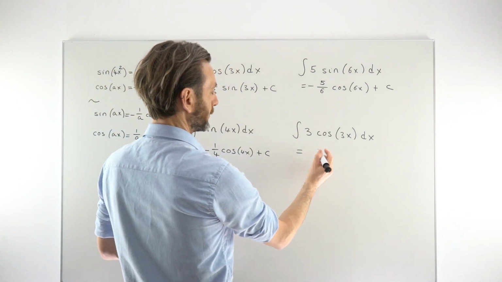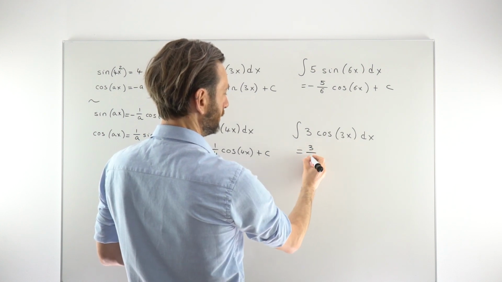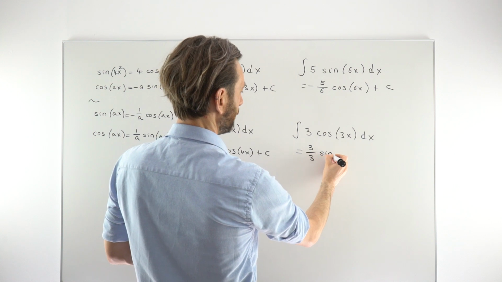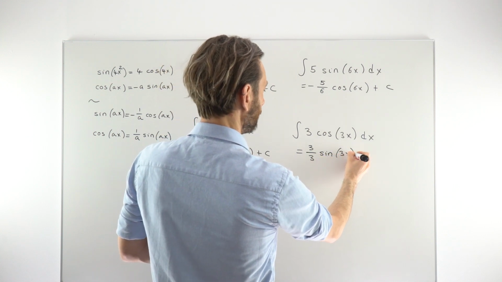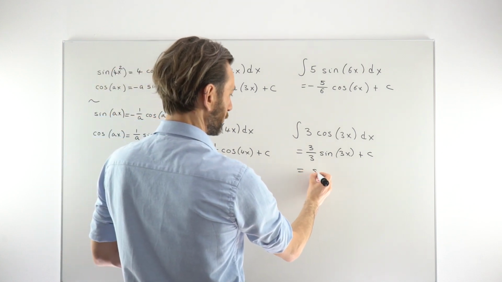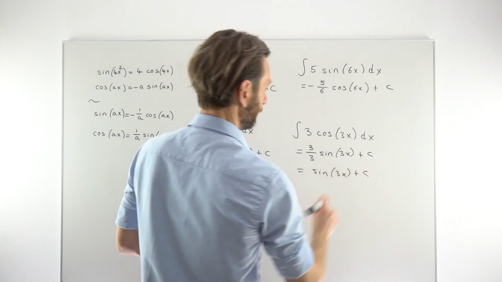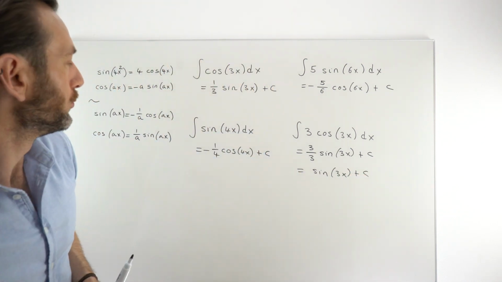It's not always easy. So this one, you're going to get 3 over 3, positive sine, apparently, 3x plus c. That would simplify just down to 1, so it ends up just being sine 3x plus the constant of integration. So not too bad actually, those rules.